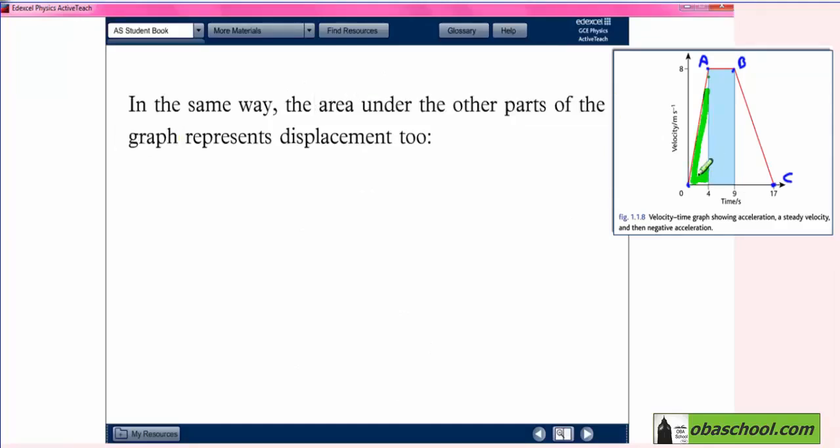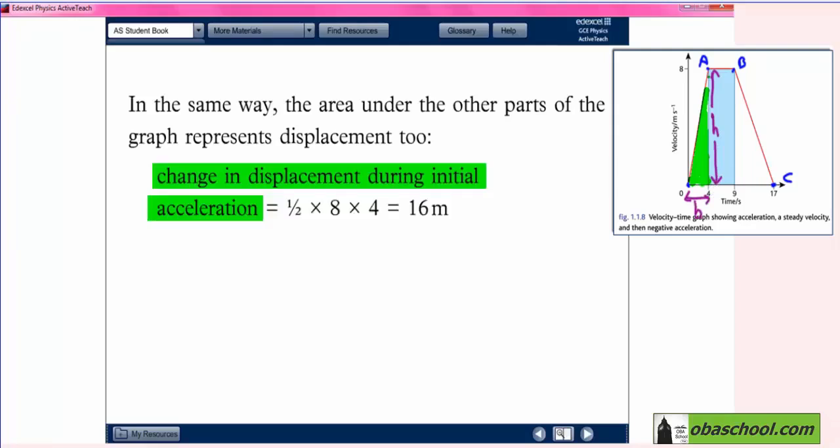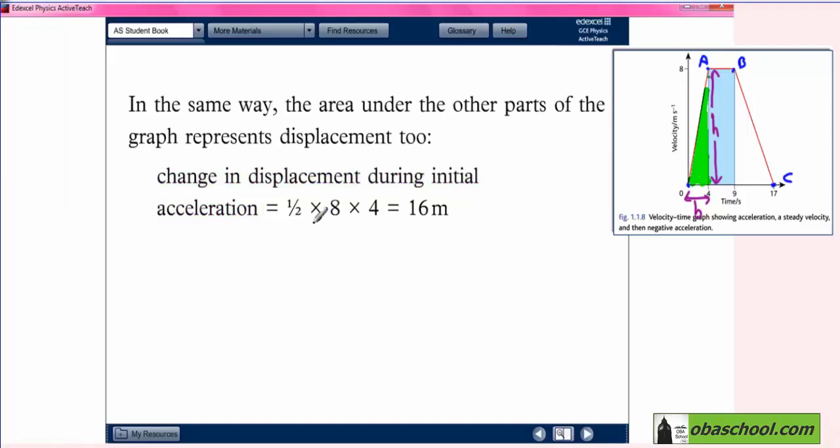For example, like this shaded area in green, here we can get the displacement from O to A by getting the area of this triangle, which is equal to height times base over 2. So the change in displacement during initial acceleration equals 8 times 4 over 2, which is equal to 16 meters.